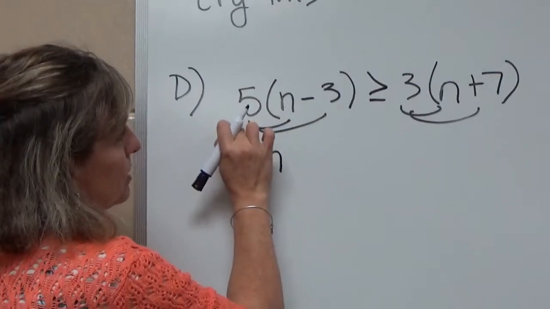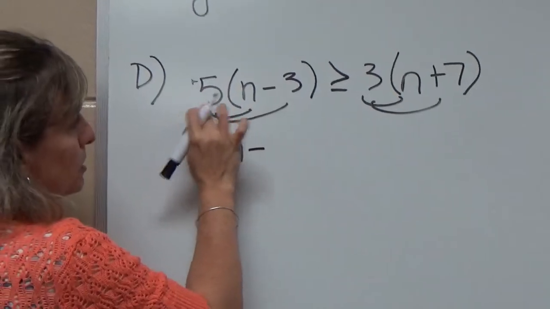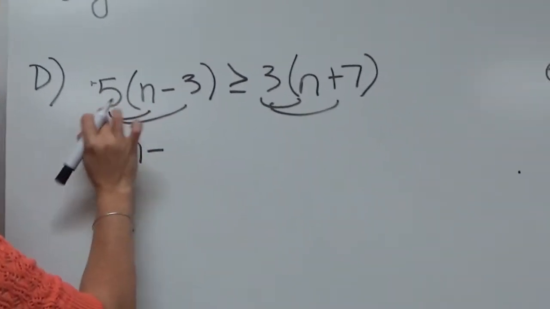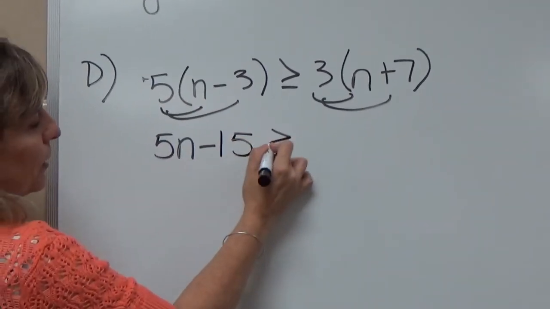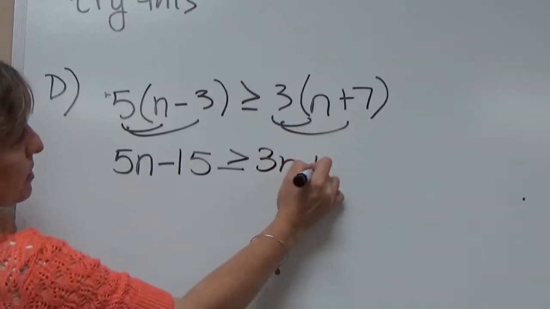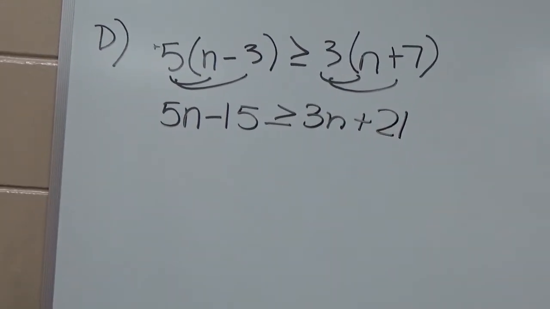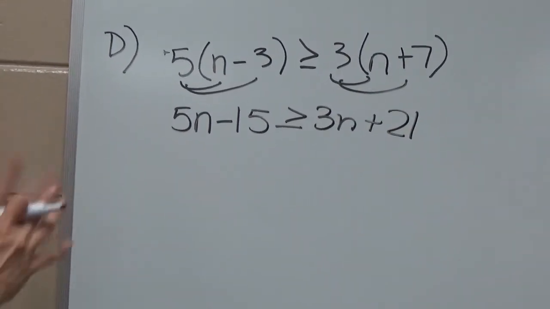My next thing is a positive times a negative. So when you have a positive 5 and a negative, you're going to multiply positive times negative, you get negative. 5 times 3 is 15. Greater than or equal to. 3 times n is 3n. Plus 3 times 7 is 21. Okay, now you have to bring the n's together and the numbers together.